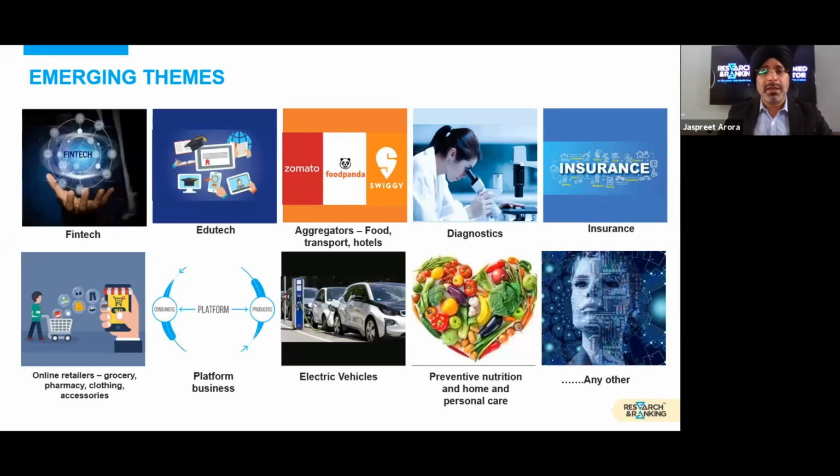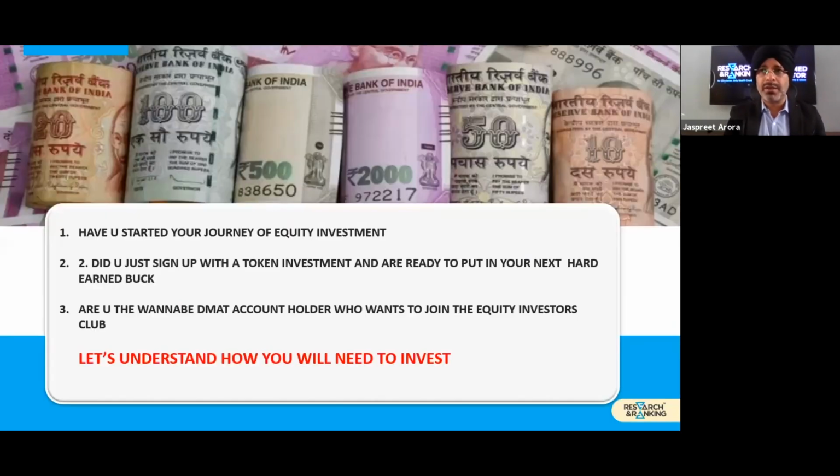Somebody was asking me, we get a lot of questions, what are the themes to play? So according to us, most of these tech spaces like fintech and edutech, diagnostics, financial inclusion, which means insurance, online shopping, platform businesses, which is what you'll see a lot of companies getting listed in the next 12 months, like Zomato, Policy Bazaar, probably one of the cab companies as well, maybe Ola. So that is another interesting space. Electric vehicles, definitely yes, and nutrition, home care, yes.